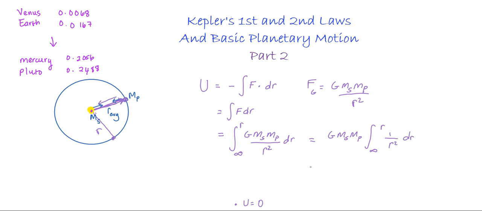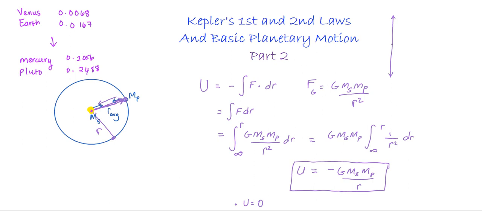And if we remember our integral identities, what we're going to end up with here is negative 1 over r. So this would be negative G m_s m_p over r, and that's going to be our equation for gravitational potential energy. And so we can see that this is actually a negative value. If you were going to make a little graph here between radius and gravitational potential energy, what you would see is something that looks like that.